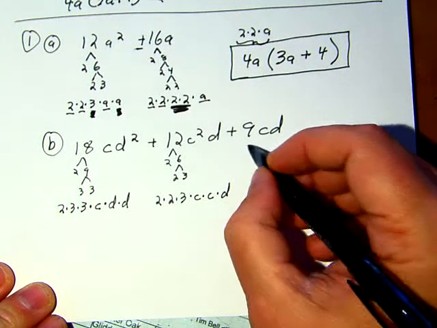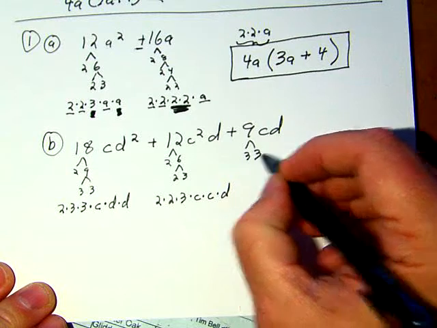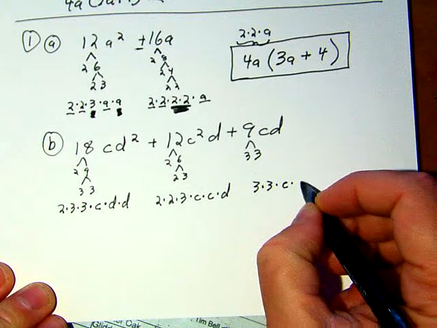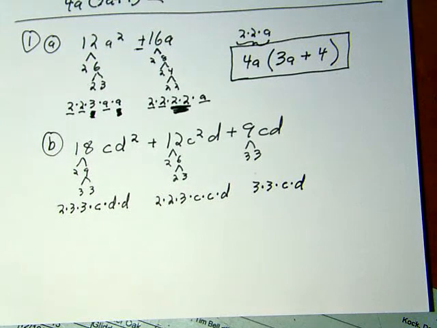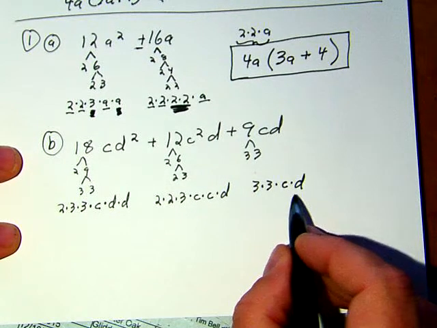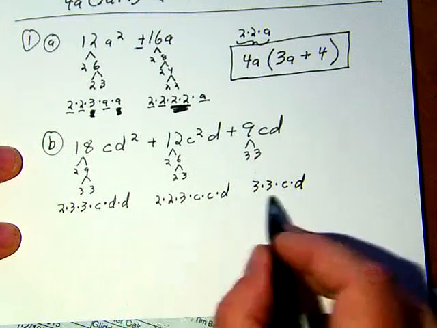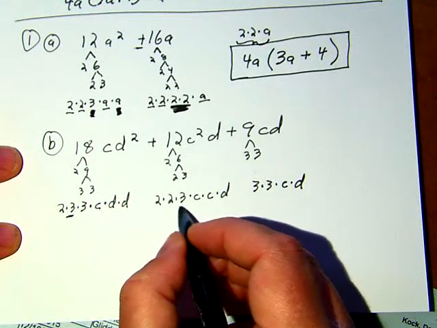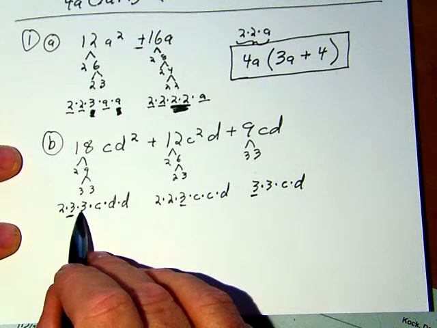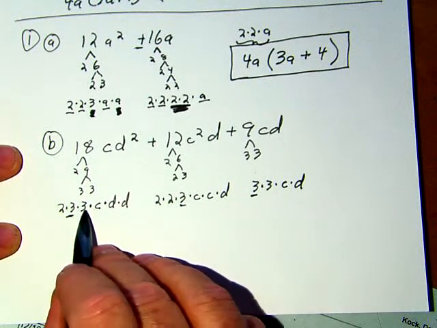And then let's break down the last one, 3 and 3. So he is 3 times c times d. Now we look for common terms across all of them. Let's see, we have a 2 here, a 2 there, but no 2 there, so that 2's out. We got a 3 and a 3 and a 3, so let's underline that. There's a 3, a 3, and a 3. There's not a second 3 here, so that 3 can't go.